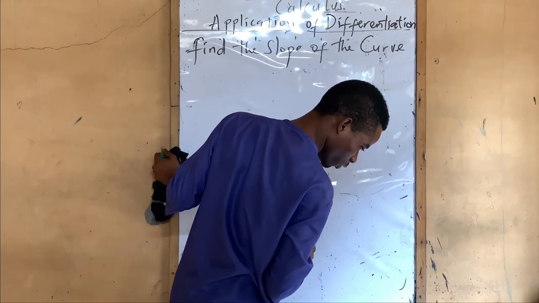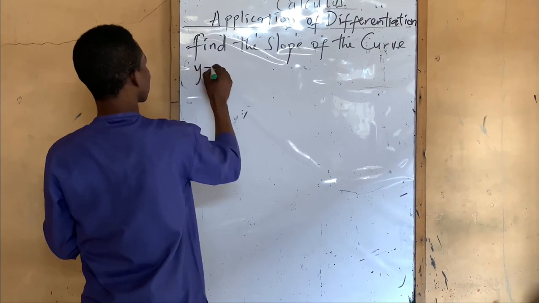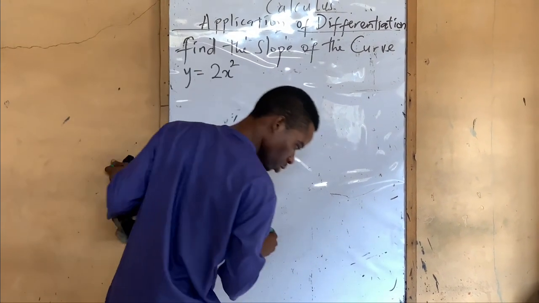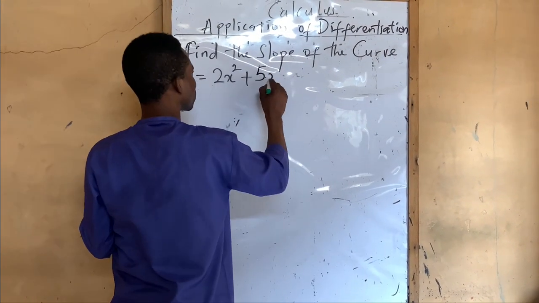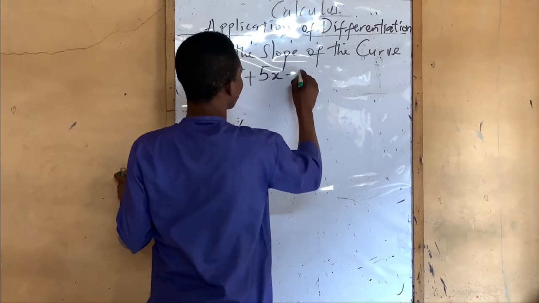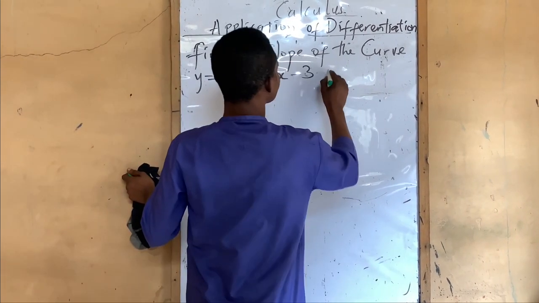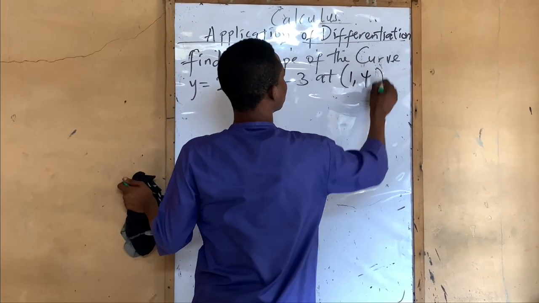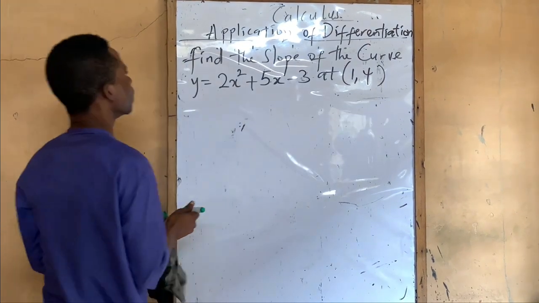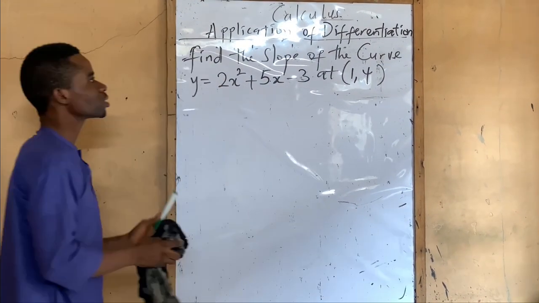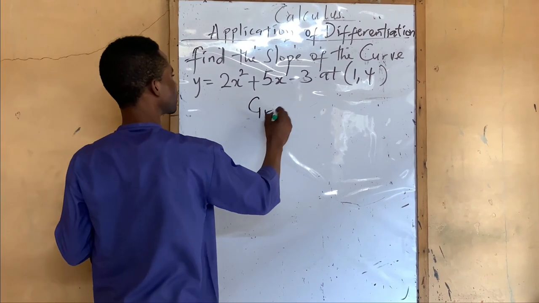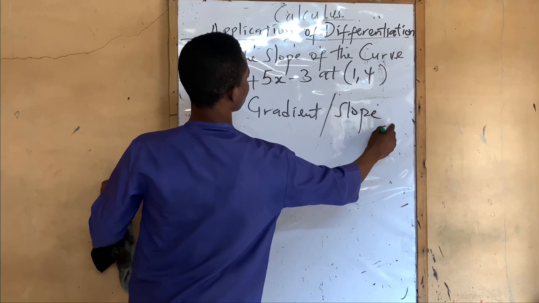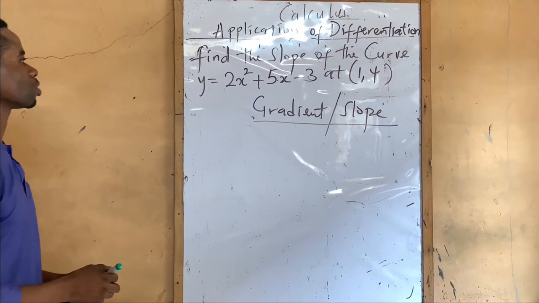Find the slope of the curve y equals 2x squared plus 5x minus 3 at the coordinate (1, 4). Now, anytime you hear the word gradient, it can also be called slope.